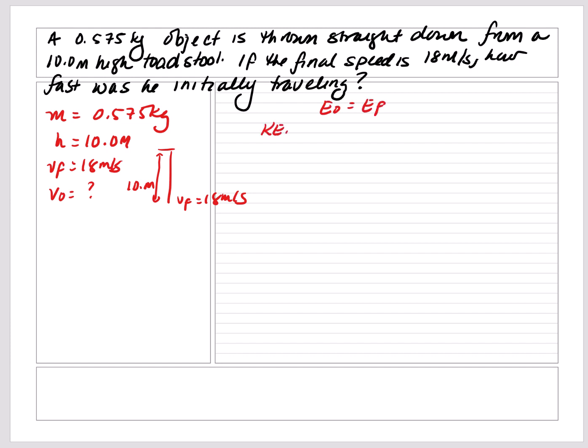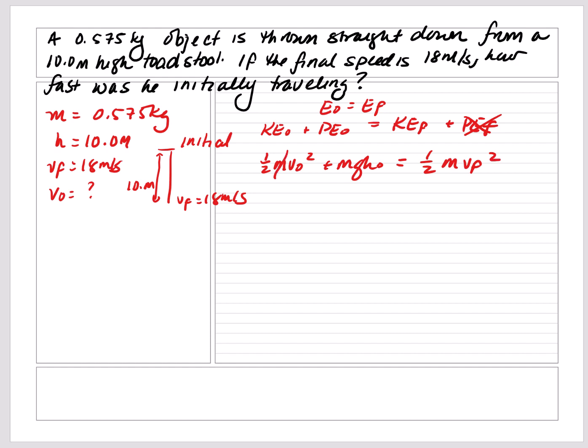So we can have KE initial, PE initial, and KE final, PE final. We know we have an initial velocity because we're looking for it. We have an initial height of 10 because this is our initial point right here. We have a final velocity that is given to us, and we have no final potential energy. Now I substitute in, so 1/2 mv0 squared plus mgh0 equals 1/2 mv final squared.